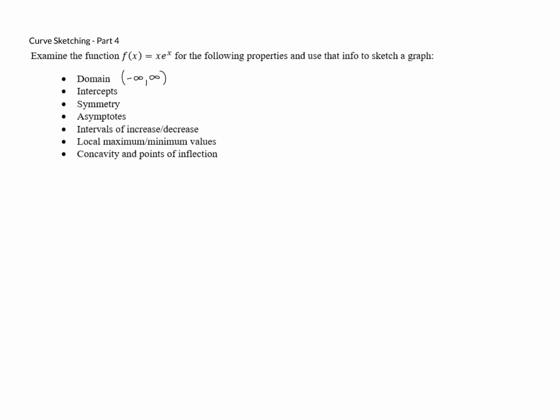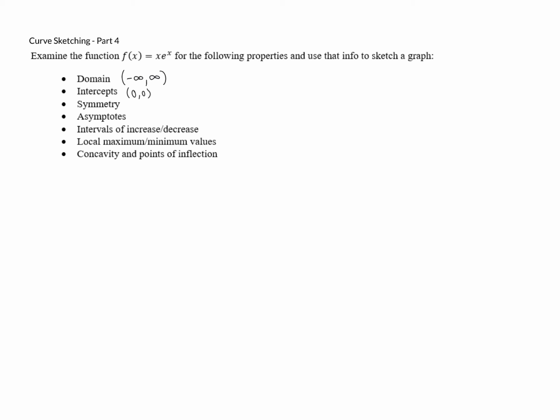For intercepts, the y-intercept, when we plug in 0 for x, 0 times e to the 0, well, 0 times anything is 0. So we're going to have an intercept at (0, 0). That's both a y-intercept and an x-intercept. For the x-intercept, we need to know when x times e to the x equals 0. Well, certainly x equals 0 gives us one x-intercept, but e to the x is never equal to 0. That factor is never going to equal 0, so there are no more intercepts. It's just going to be (0, 0).